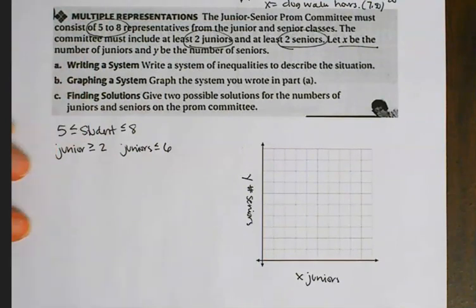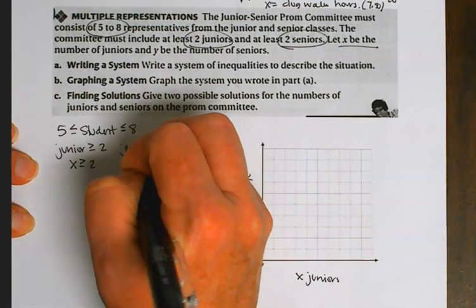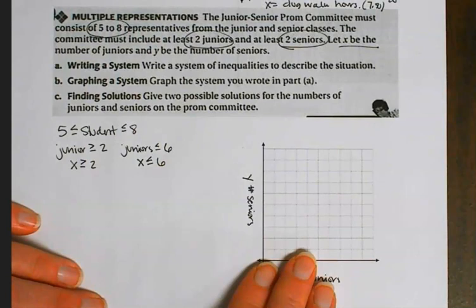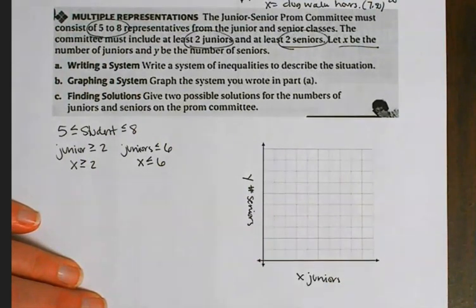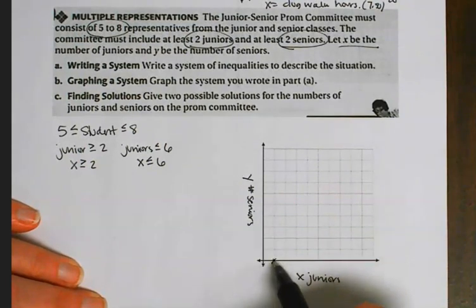And we could take this further and say X is junior, so X is greater than or equal to 2. X is less than or equal to 6. And we could graph that. I'm going to do that in a minute. But I also had students who just started with the graph. And they said, okay, well, if I have 1 junior and 0 seniors, I'm right here. That does not work. That's an X.